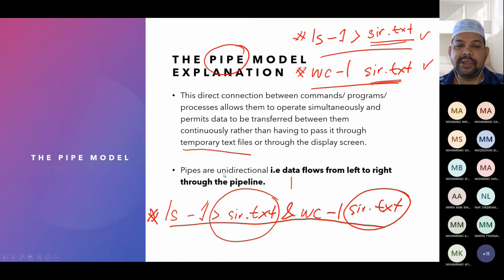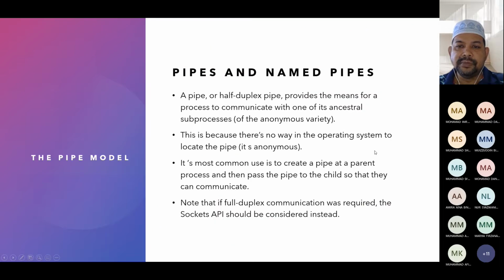Okay, pipes are unidirectional. For example, data flows from left to right through the pipeline. We have pipes and named pipes. A pipe, or half duplex pipe, provides the means for a process to communicate with one of its ancestral subprocesses, of the anonymous variety. Its most common use is to create a pipe in a parent process and then pass the pipe to the child so that they can communicate.